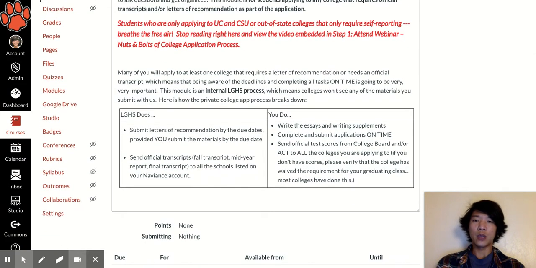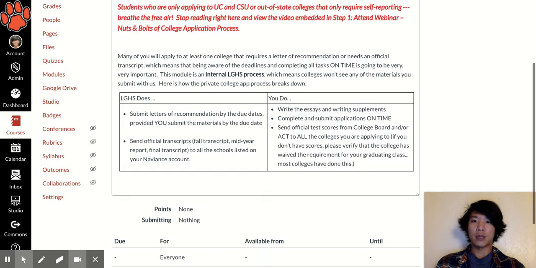If you are applying to other schools that maybe do require letters of recommendation, then stay tuned and we're going to go over lots of details. Some of the things here are that this overview is an internal Los Gatos High School process. So if you have friends that go to other schools and you're asking them about some of the things that you have to do, they might give you a funny look because they might not have to do the same types of things. So just keep that in mind.